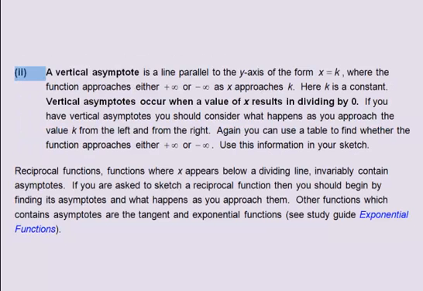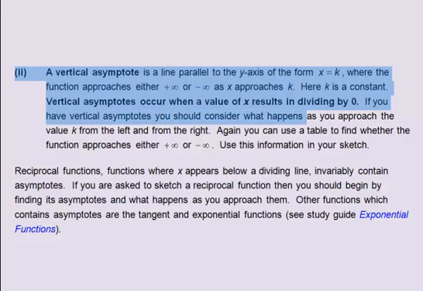2. A vertical asymptote is a line parallel to the y-axis of the form x equals k, where the function approaches either plus infinity or minus infinity as x approaches k. Here, k is a constant. Vertical asymptotes occur when a value of x results in dividing by 0. If you have vertical asymptotes, you should consider what happens as you approach the value k from the left and from the right. Again, you can use a table to find whether the function approaches either plus infinity or minus infinity. Use this information in your sketch.